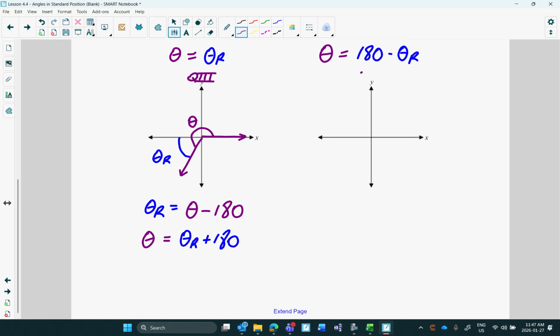And finally, in quadrant 4. Let's draw an angle in quadrant 4. Where's the reference angle? On the right side, from here to, where do I go? Up? Yes, that's right. It kind of completes the circle.